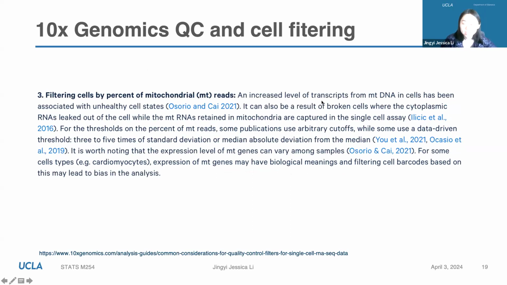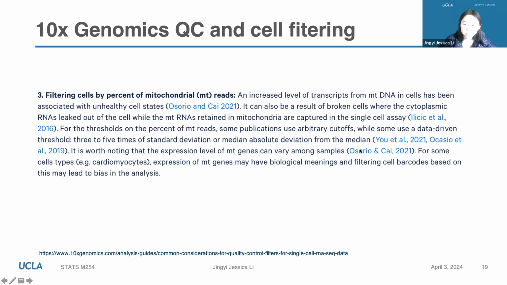Okay, step 3, mitochondrial rates, which is also in Seurat. An increased level of transcripts from mitochondrial DNA in cells has been associated with unhealthy cell states. It can also be a result of broken cells where the cytoplasmic RNAs leaked out of the cell while the mitochondrial RNAs retained in mitochondria are captured in the single cell assay. For the thresholds on the percent of mitochondrial reads, some publications use arbitrary cutoffs, while some use a data-driven threshold. Again, 3 to 5 times the standard deviation or median absolute deviation from the median. It's worth noting that the expression level of mitochondrial genes can vary across samples.